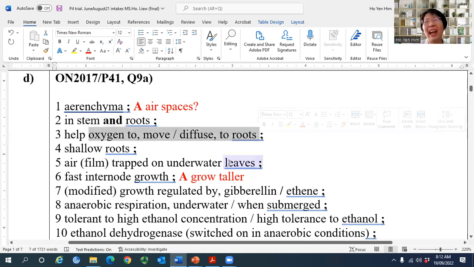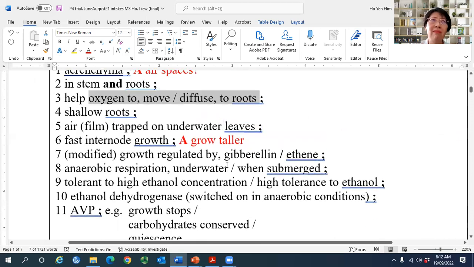Almost every student, I think 99% of students, didn't even mention this. Where is the oxygen supposed to come from? It's supposed to come from the leaf, then to the stem, then to the root. All students didn't mention this, almost every student. If it was mentioned, only 1 student mentioned it.